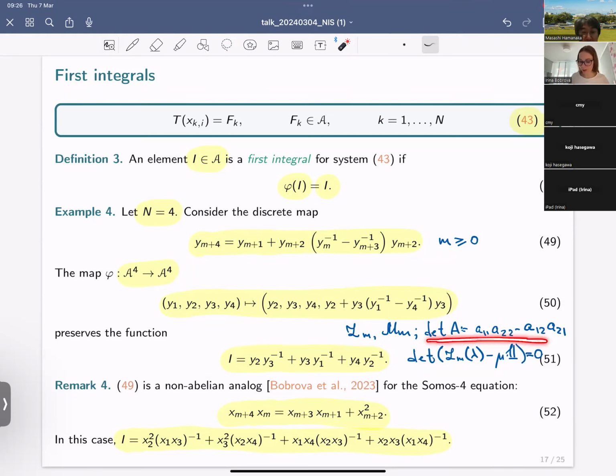The crucial point is to define the determinant. In fact, this doesn't depend on the order of these multipliers in the determinant. We can experiment and find out that we obtain the same expression.